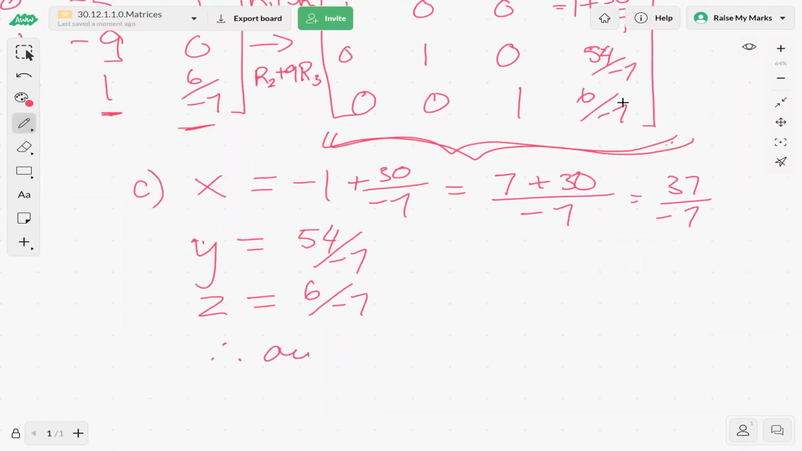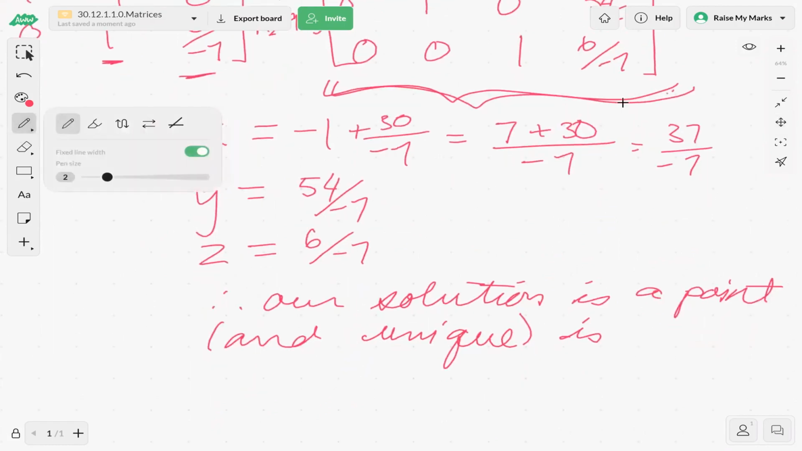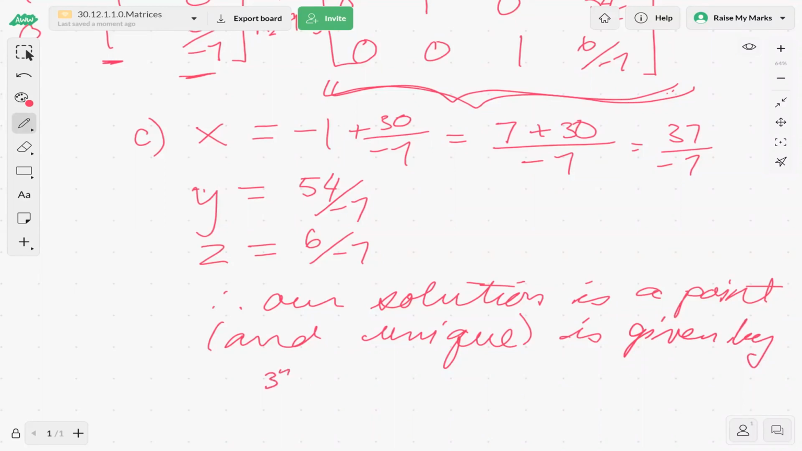Therefore, our solution is a point and unique, given by 37 over -7, 54 over -7, and 6 over -7. Good.